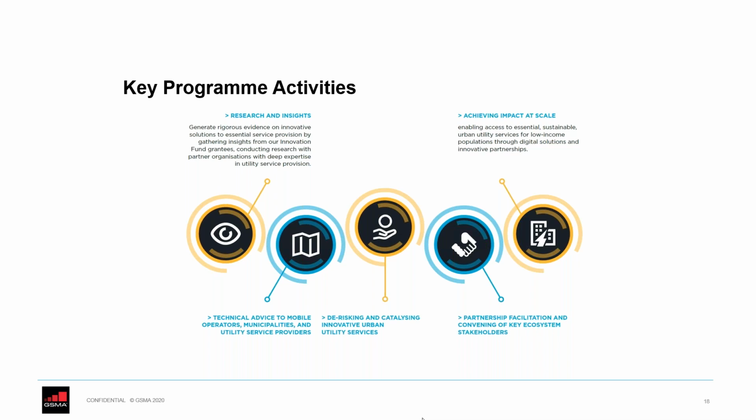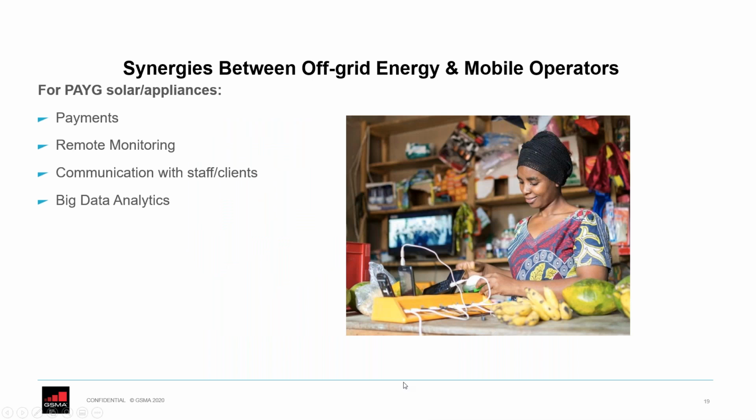So if we go to the next slide, what I wanted to firstly talk about, I think it's pretty clear from the presentations we've heard, is the synergies between off-grid energy and mobile operators. We don't need to go into too much detail here, but for the pay-as-you-go solar companies or appliance manufacturers, we've heard about how it's essential for payments, for remote monitoring, and also for communication with staff and with clients. And let's not forget the basic need to call customers and check on them. It's a huge need.